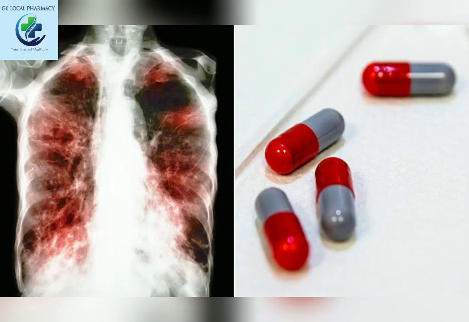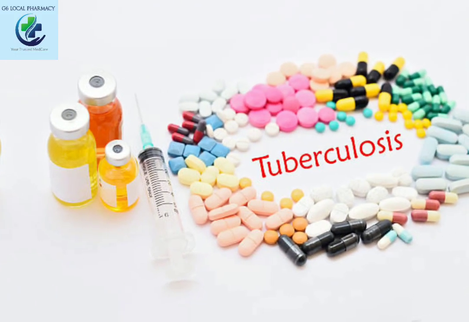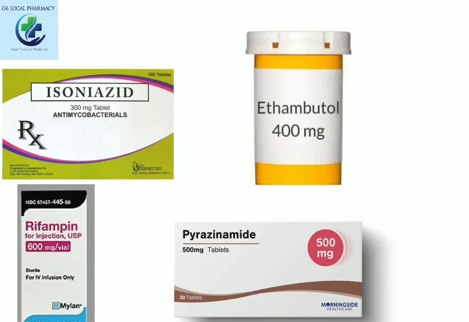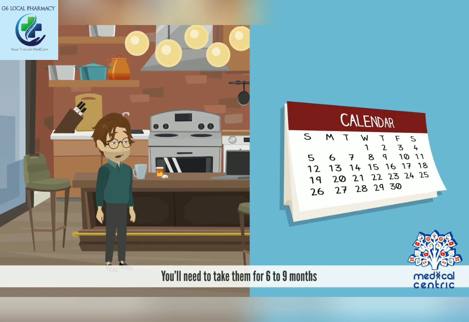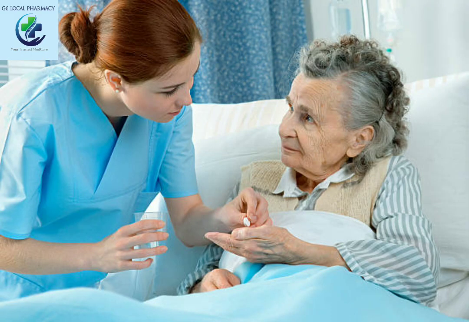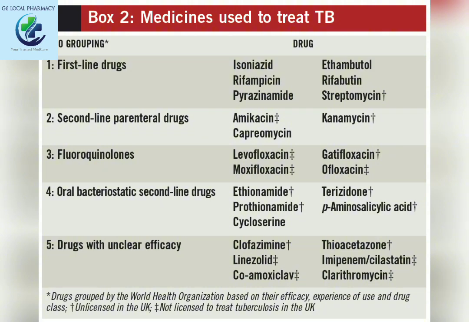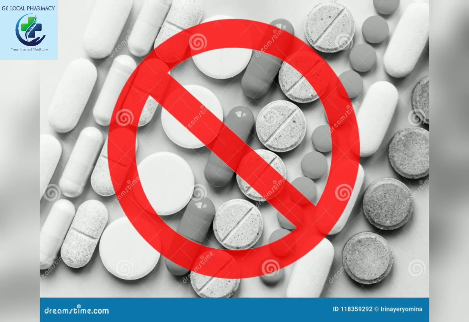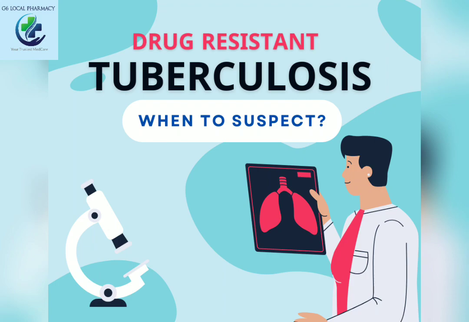TB is treated with a combination of antibiotics. The most common medications include isoniazid, rifampin, ethambutol, and pyrazinamide. Treatment typically lasts for several months to ensure all bacteria are eliminated. 2. Directly observed therapy. To ensure patients take their medication consistently and correctly, healthcare workers may directly observe medication administration. Adherence. It's crucial to complete the entire course of treatment, even if symptoms improve before the medication is finished. Stopping treatment prematurely can lead to drug-resistant TB.